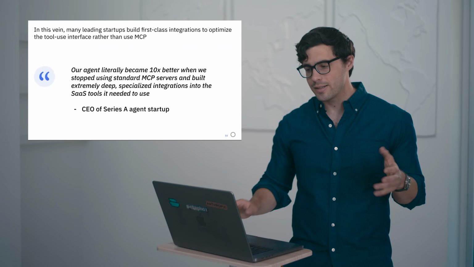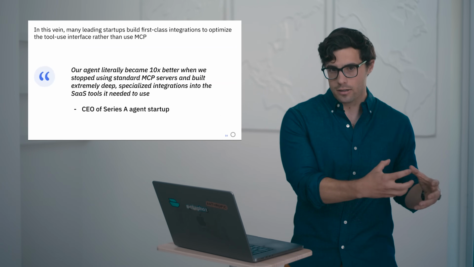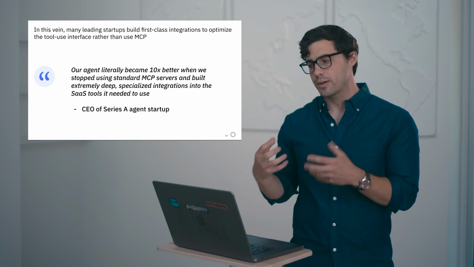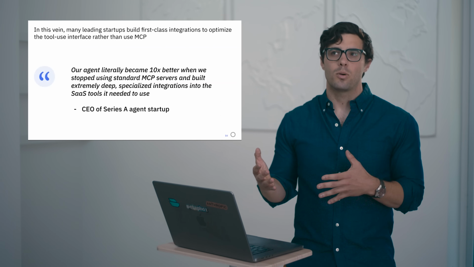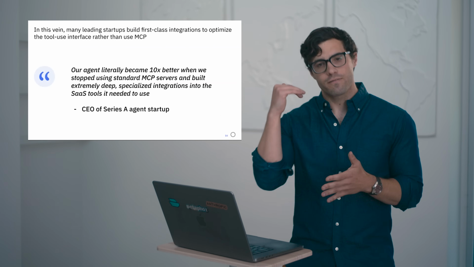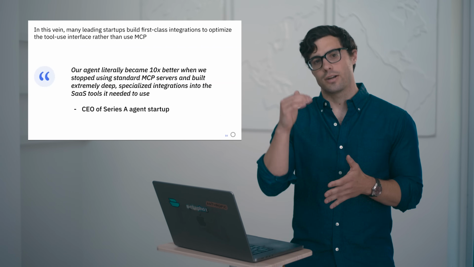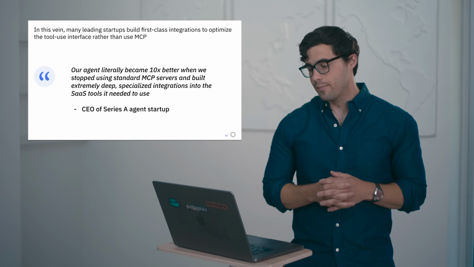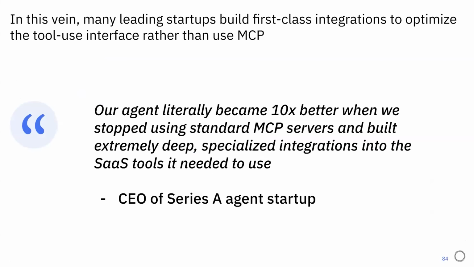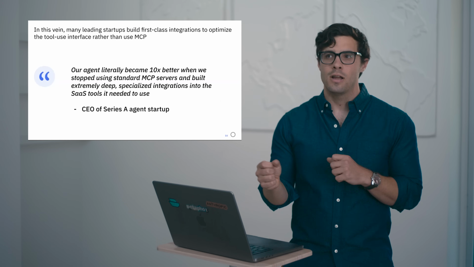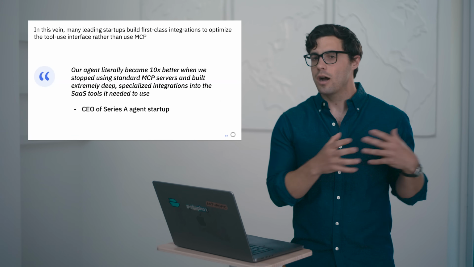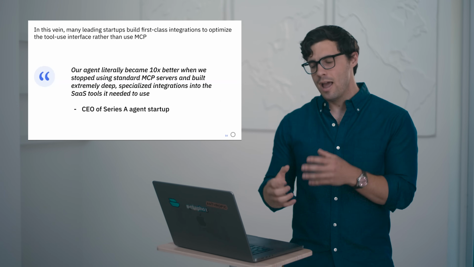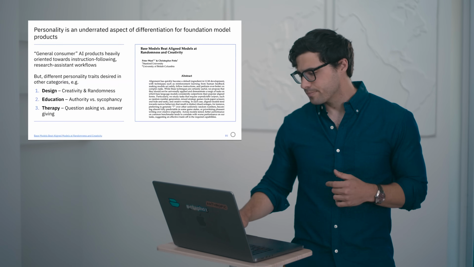And what this is actually leading to is that in spite of the fact that MCP is becoming a standard, I'm still talking to a lot of startups who are saying, you know what, MCP is a nice starting point, but for my agent, I really need to build first-class integrations optimized for my agent for each of the tools. So this is a quote from a Series A AI startup that I work with. They were literally like, our agent was over 10x better once we stopped using standard MCP and started just building deep custom integrations into different tools. And so I think there will continue to be this tension for a little bit: you can expose a naive MCP server, but it's not going to work as well as building a first-class integration. And it's going to be interesting to see how that evolves.